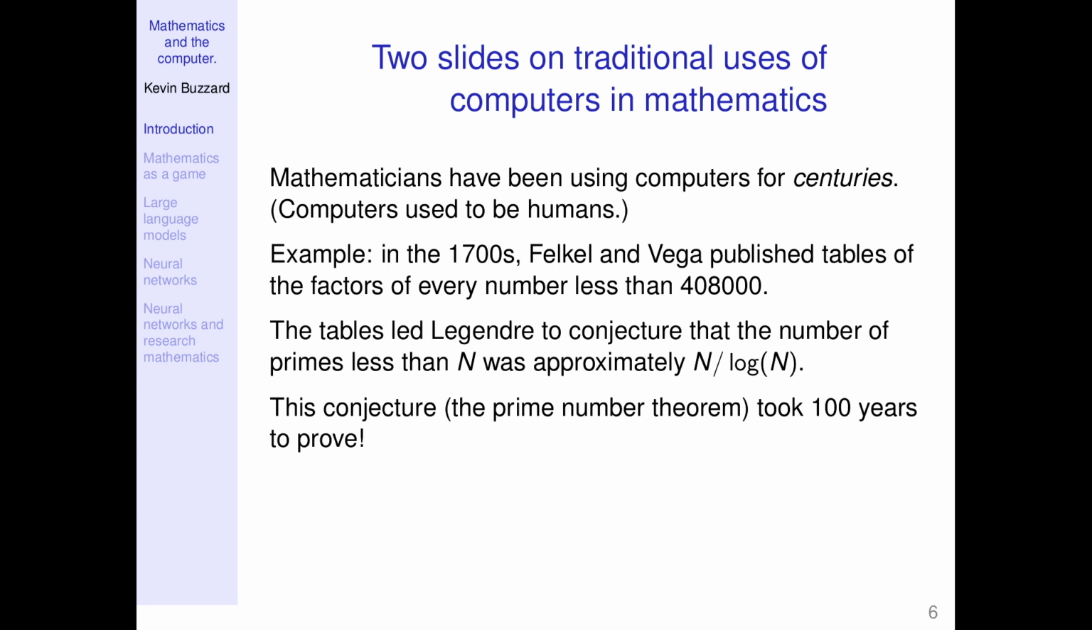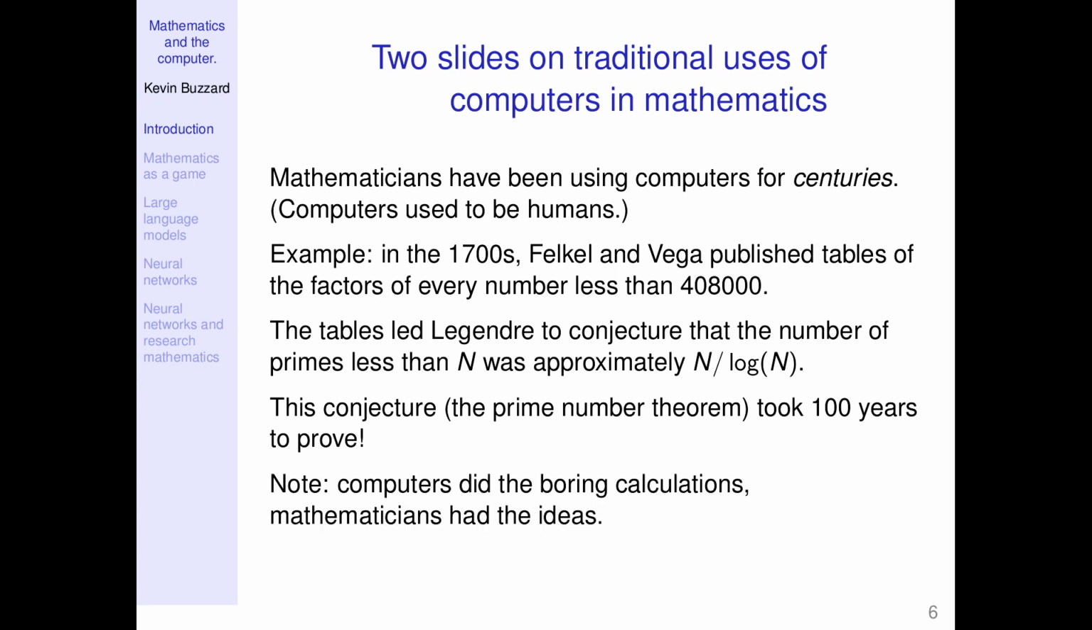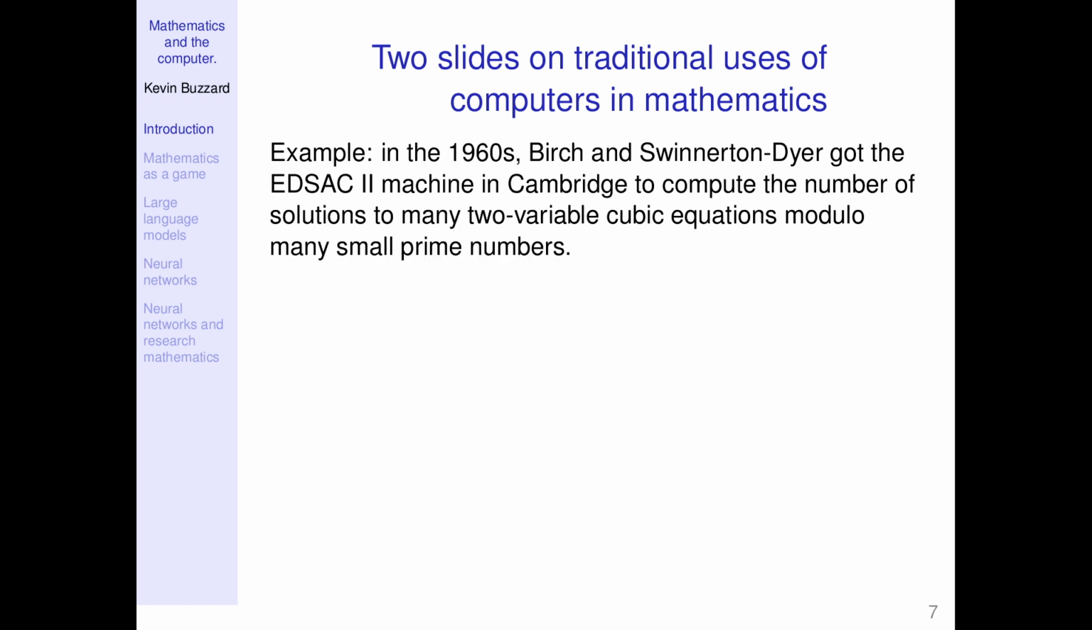That is a very good estimate for the number of primes less than n, but it took 100 years to prove. So it was discovered because the computers played a key role in its discovery by doing all the tedious work to collect the data, but then the mathematicians were the brilliant ones, right? The mathematician had the idea, and he saw the pattern and figured everything out.